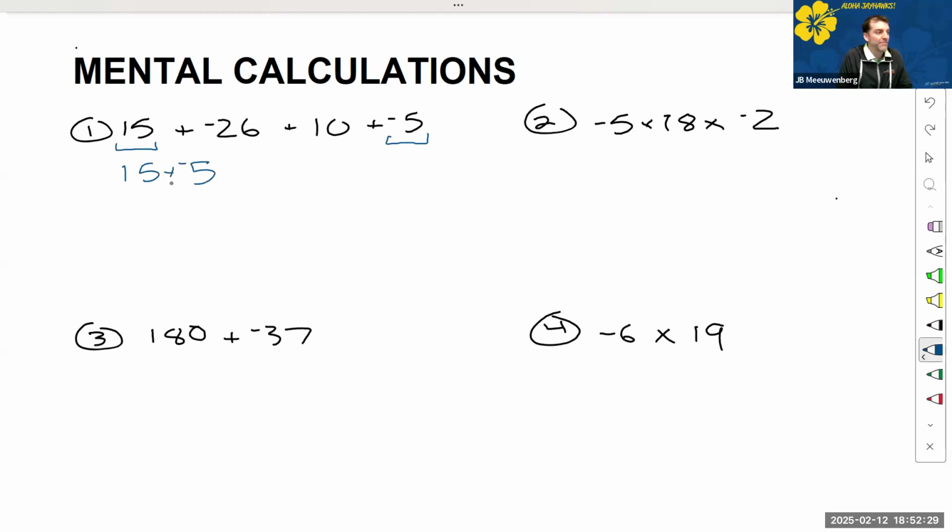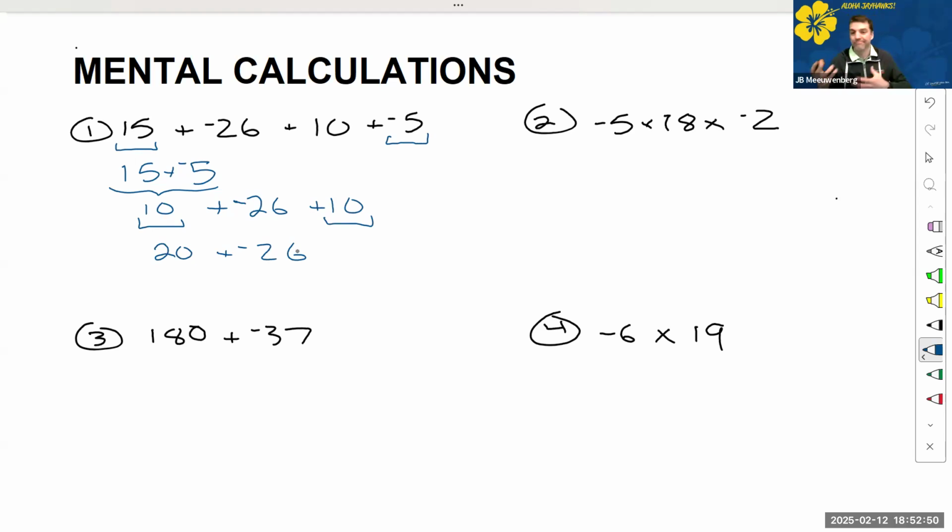15 plus negative 5, because that takes me down to 10. And then I'm left with 10 plus negative 26 plus 10. Well, then I notice there's another nice pair of numbers, 10 and 10 again, that I can add together to get 20. And then I can do 20 plus negative 26. I know that adding negative 26 is greater than 20 by 6. And so I'm going to end up with a negative 6 in this case.